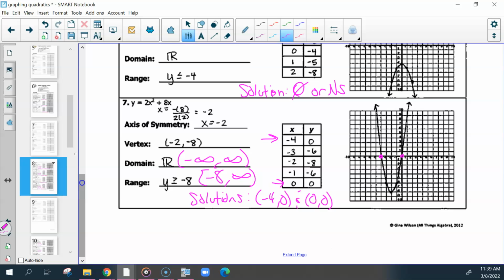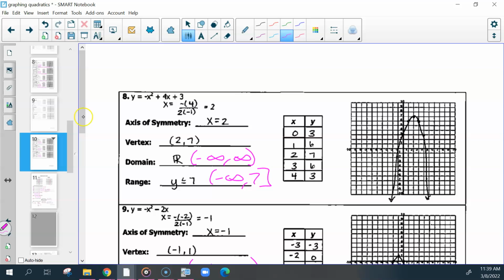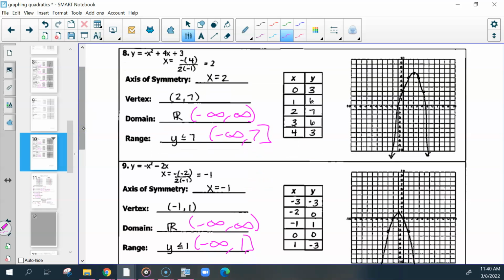Moving on to number 8. Does this cross the x-axis? Yes. How many times? Twice. But these are not given to me in my table, and this one definitely looks like it's off the graph. So let's put this into our calculator and find out what those solutions are.